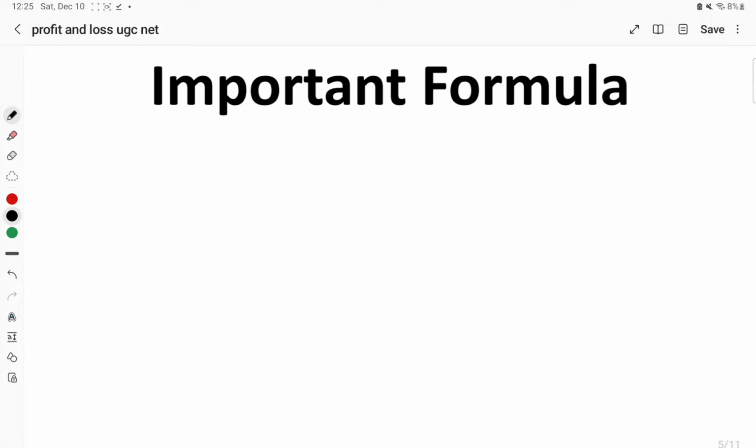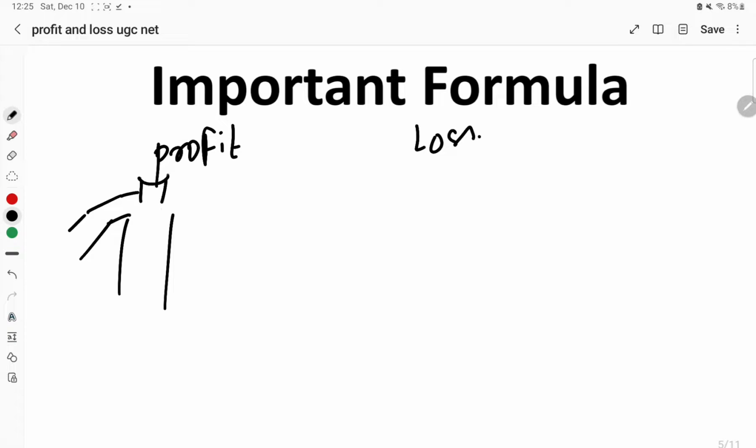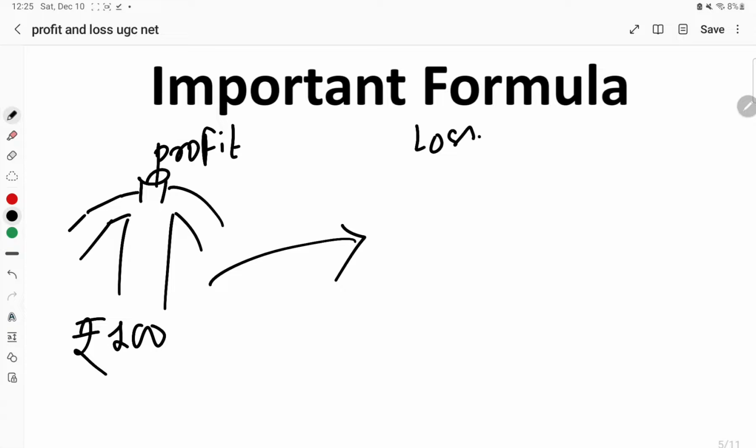Whenever you are starting up with the topic profit and loss, you have to know two terms. Very first is the profit and the second one is loss. Okay, suppose you are buying one t-shirt for 100 rupees, and this particular t-shirt you started selling at rupees 80. Okay, you bought at rupees 100 and you have to sell it at rupees 80.